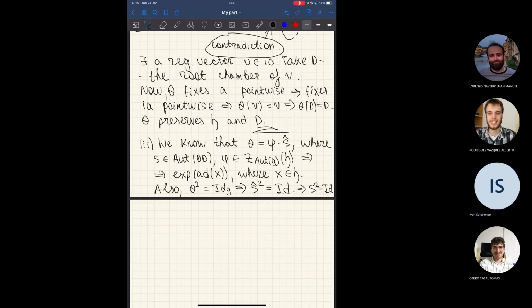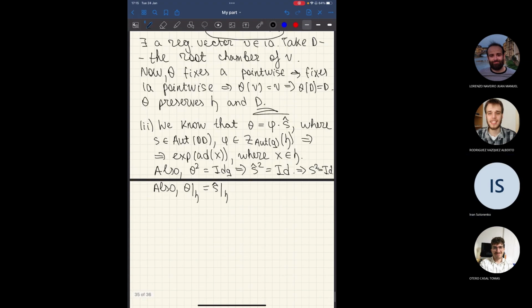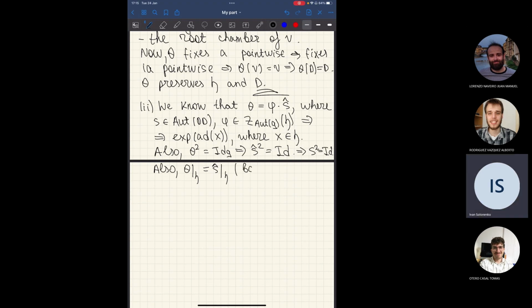Okay. What next? Oh, and also the way theta acts on H is the same as S hat acts on H, because the way phi acts on H is trivial, because H is abelian, so it doesn't have any inner automorphisms. Okay.